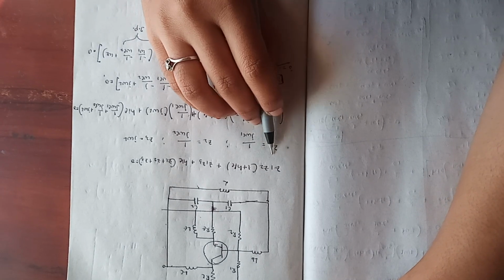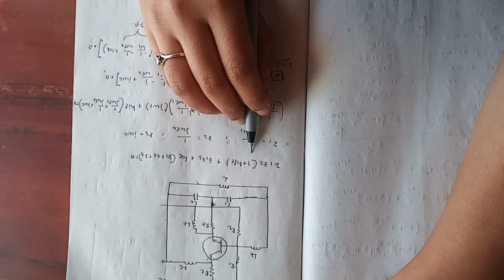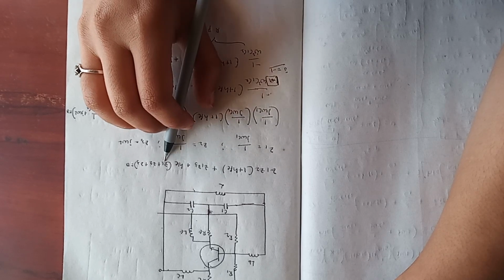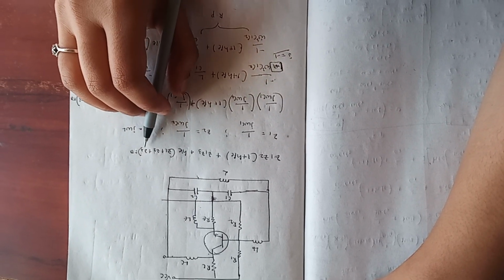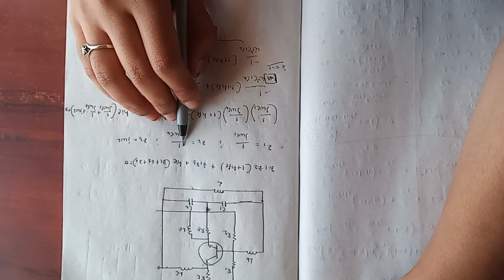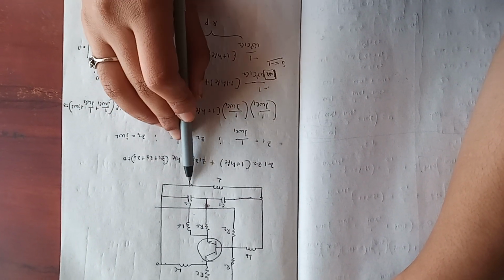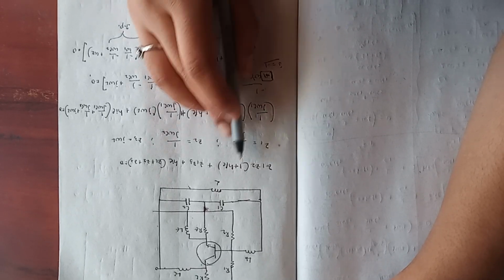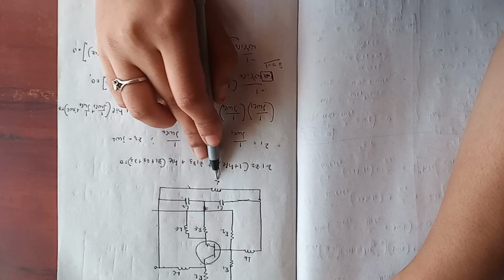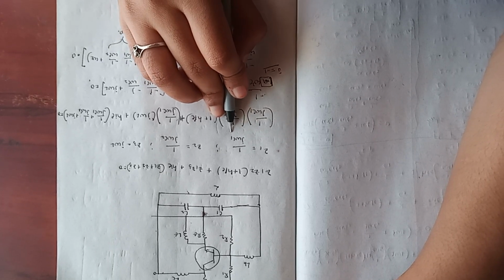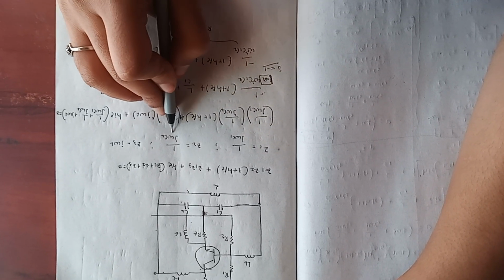Here is the derivation: Z1 Z2 into (1 plus HFE) plus Z1 Z3 plus HIE into (Z1 plus Z2 plus Z3) equals to 0. This is the equation. Here we have to substitute the inductor and capacitor values. This is Z1, Z2 and Z3. For Z1 we'll take C1 capacitor, 1 by J omega C1, and for Z2, 1 by J omega C2.